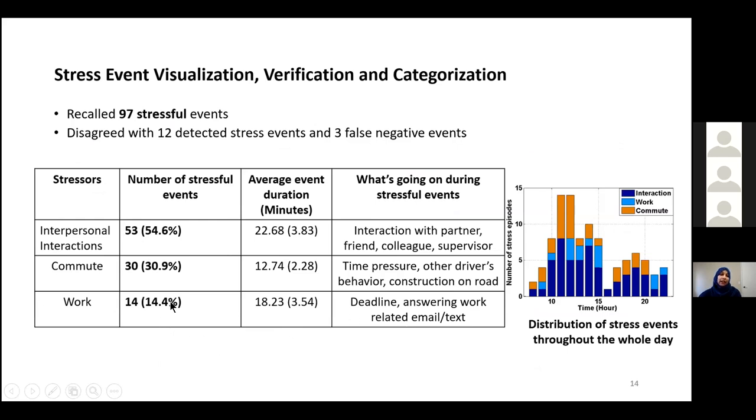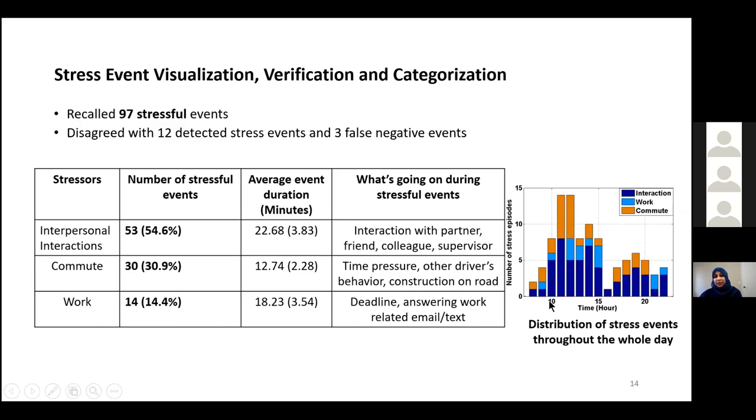So they've said that we found 100 stress events, and 50% of them is due to interaction-related stress. So interaction happened with the partner, friends, colleagues, or supervisor. And the rest of the stress events were either due to commute or work. So commute was the second highest stress that we found in our data set. And because they're stuck in a jam, you know, it's not a pleasant experience when we are stuck in a jam. And the third is work-related stress. And the work-related stress included deadlines, answering work-related emails or text.